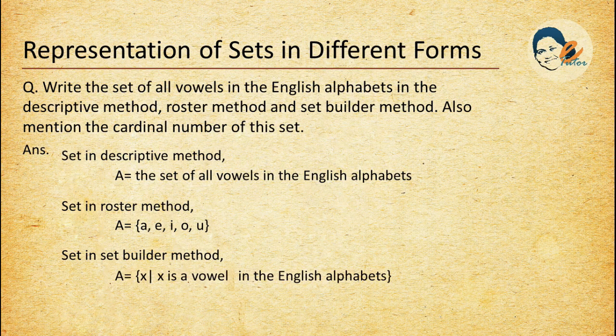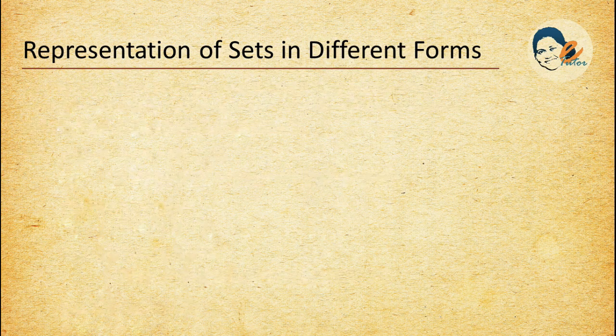Next is cardinal number. To find the cardinal number of this set, we will count the number of elements in the set in roster form. Here we have 5 elements, that is A, E, I, O, U. So, the cardinal number of this set is 5. Now, let's proceed to the next problem.